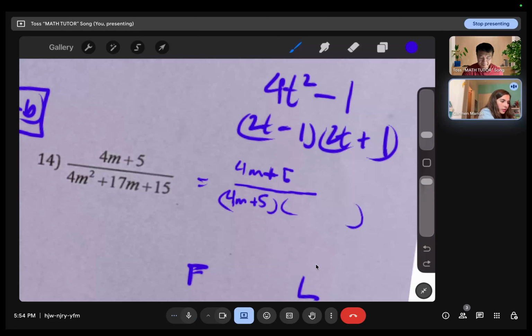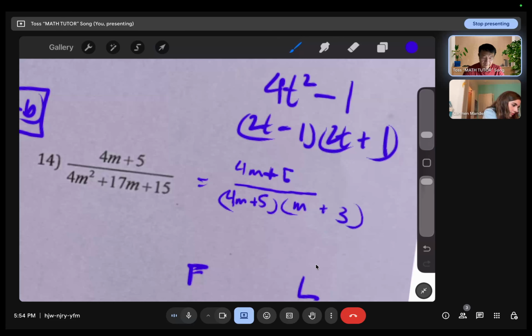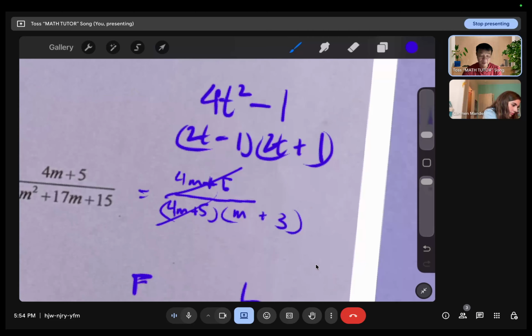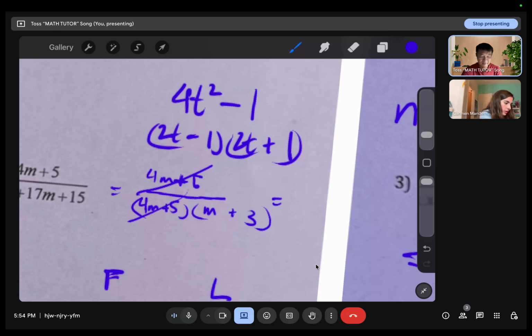It's going to be the binomial m plus 3. I think you got this. Let me double check. The outside is 12, inside is 5, yep, 7. Yeah, you got it. Now what's the final answer? 1 over m plus 3. That's the inverse of the other one, you see?